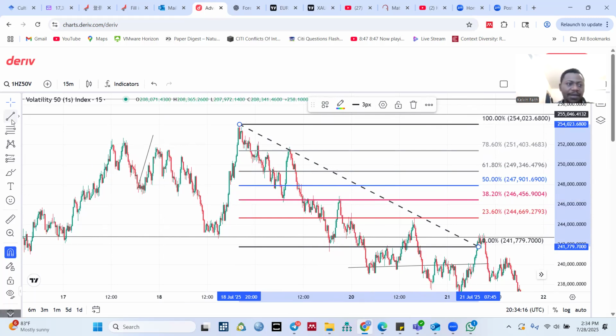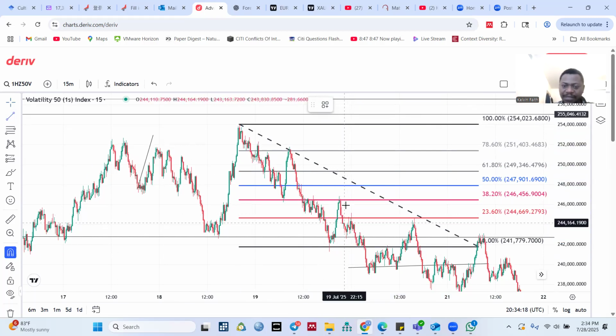The pullback could come to 23%, 38%, but mostly equilibrium. But you might not also get it perfect. But any area here, wherever price comes to, preferably in the premium zone, you can just find your sell entry or take your sells, and then you go.